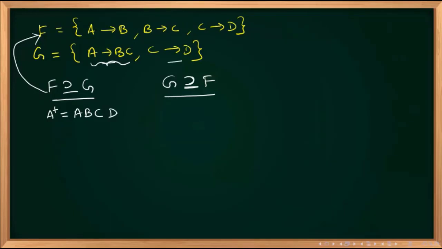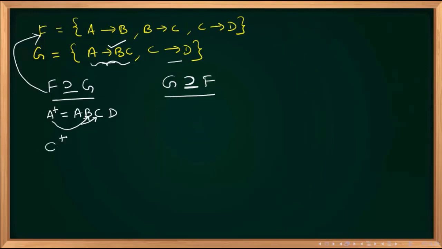Is that much clear? Yes, very good. So what is the meaning of that? The meaning is very clear: A determines C and A determines B, both are correct. So this is correct. With the help of F, I could get A determines BC. Now what about C determines D? I have to check whether it is available in F or not.